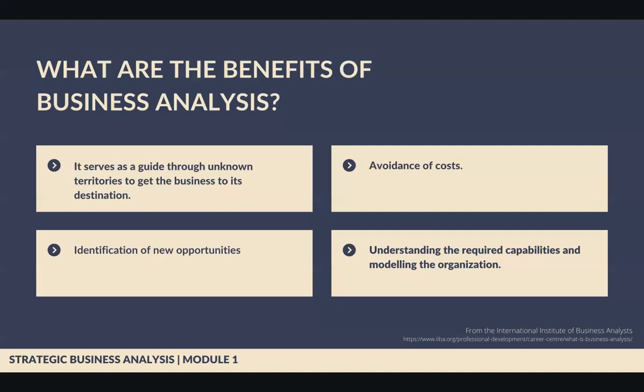Fourth, strategic business analysis helps us understand the required capabilities and allows us to model the organization in the way that we want it to run. So basically, strategic business analysis is the diagnosis for the business. It helps us identify the problem areas in connection with how it's currently going and how do we transform it into the organization that we want it to be.